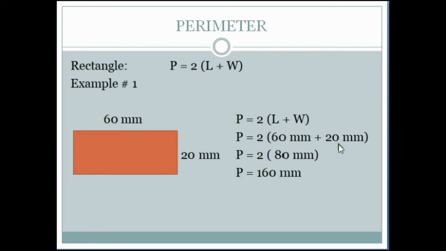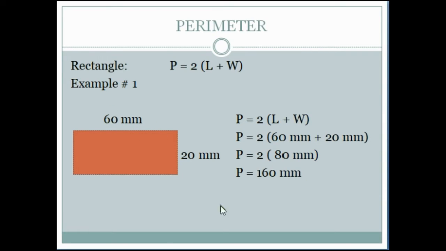Next, yung gagawin nyo ay i-add nyo muna yung length at width. So, yung 60 mm at saka yung 20 mm, i-add ninyo. So, 60 plus 20, you have 80 millimeters. Then, after that, yung pinaka-last step nyo is you have to multiply it by 2. So, 80 times 2 is 160. Then, yung magiging unit ninyo is same nung ginamit doon sa measurement or sa given measurement which is millimeter.